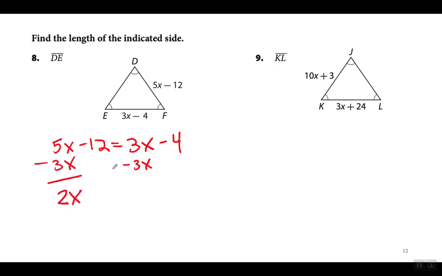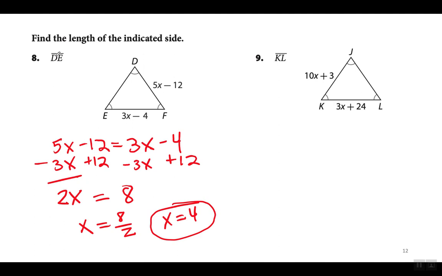Let me move minus 12 to the right by adding. So 2x equals 8. So x equals 8 divided by 2. So x equals 4. And we got to find the length of side DE. So now just substitute the 4 right there. Although if you put it here, it's going to give you the same answer. So when I substitute, 5 times 4 is 20. 20 minus 12 is 8. So the length of segment DE is 8.